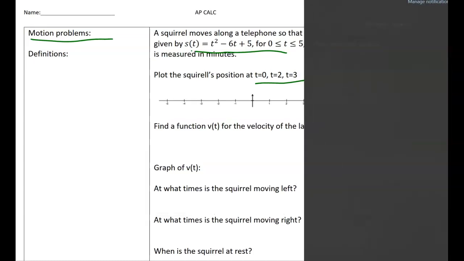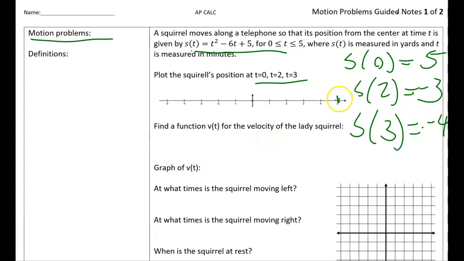So plotting these is going to help us understand what we mean by position. So here's time 0. And then time 2 is over here at -3. And then time 3 is over here at -4. So over here at time 0, my squirrel starts all the way over here to the right and then runs over here to the left.